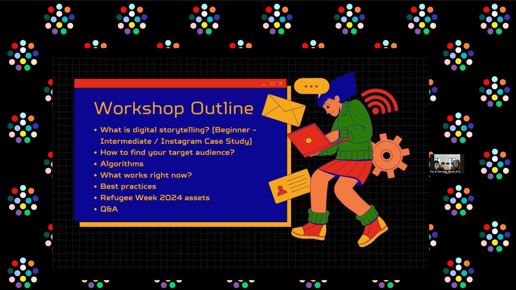So we'll start with a little introduction about digital storytelling. We'll move on to think about what is a target audience and how can we find it and why is it important. We'll take you through the dreaded word of algorithms and why we need to understand them even a little bit. And then the second half will really look at what works right now when it comes to Instagram, what formats are being used, the best practices for social media, and then we'll end with looking at the Refugee Week 2024 assets and then a Q&A. So we'll have a chance for you guys to ask us questions. If you have any questions, please do put them in the chat as we go.